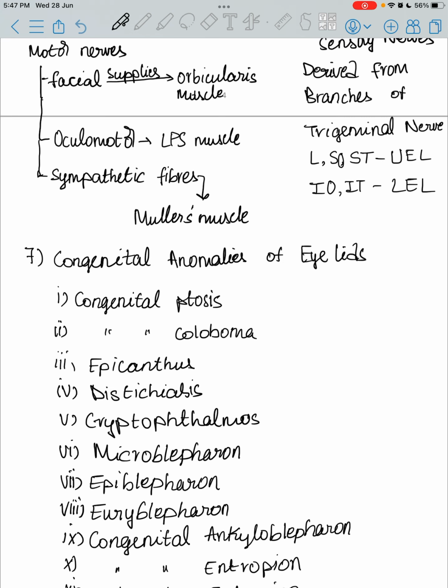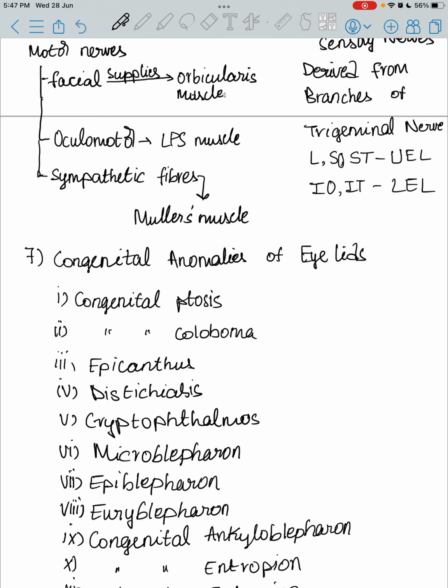Epiblepharon. Congenital anomaly in which a horizontal fold of tissue rises above the lower eyelid margin. It usually disappears with the growth of face and needs no surgical correction. And euryblepharon. Unilateral or bilateral horizontal widening of palpebral fissure. It is usually associated with lateral canthal malposition and lateral ectropion.